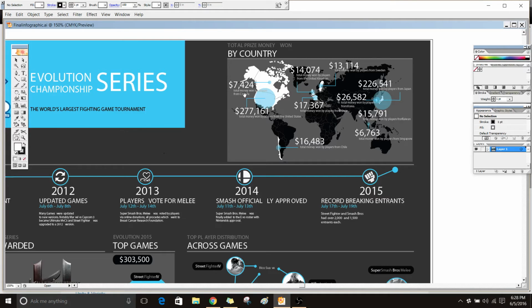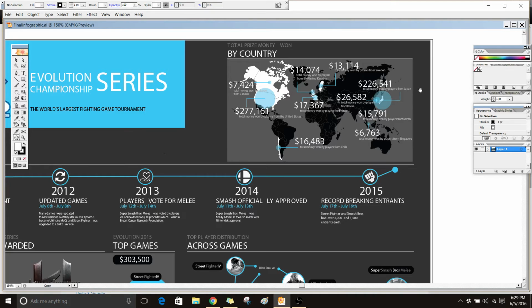There are some annotations that I use as well, so that you can tell what the money actually means. So it says 7,424 total money won by players from Canada. $277,161 total money won by players from the United States. So those are kind of labels or annotations so that you can understand what the numbers mean, because without context, it's difficult to understand what they mean.